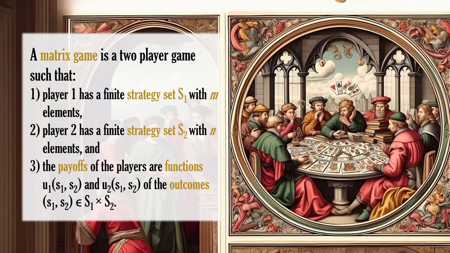We will focus on two related forms of non-cooperative games: matrix games and extensive form games. A two-player matrix game is a game in which player 1 has a finite n-element set of strategies that we denote with S1. Player 2 has a finite m-element set of strategies S2, and their payoff functions are U1 and U2, where the arguments come from the Cartesian product of S1 and S2.